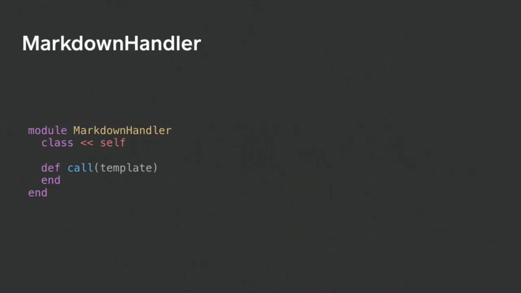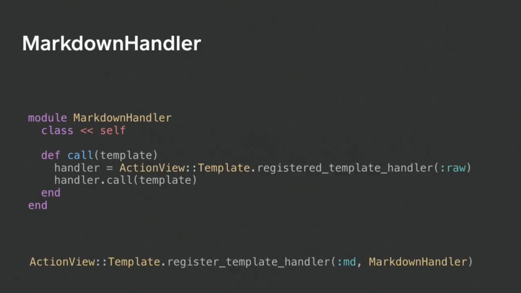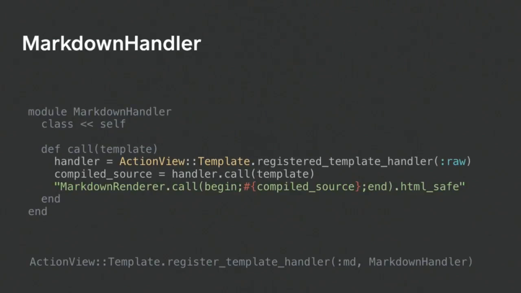OK, so we need to write this Markdown handler class and then register it as the handler for .md extension files. For now, we can use one of Rails' prepackaged handlers, the raw handler, as a base. The raw handler, when it's called, just outputs the source template material as is without any alterations, in string form, like so. In order to hook in our own code, we have to take the result from the raw handler and then put it through our own renderer. Note that we have to keep it in string form so that ActionView can interpret it later as Ruby.